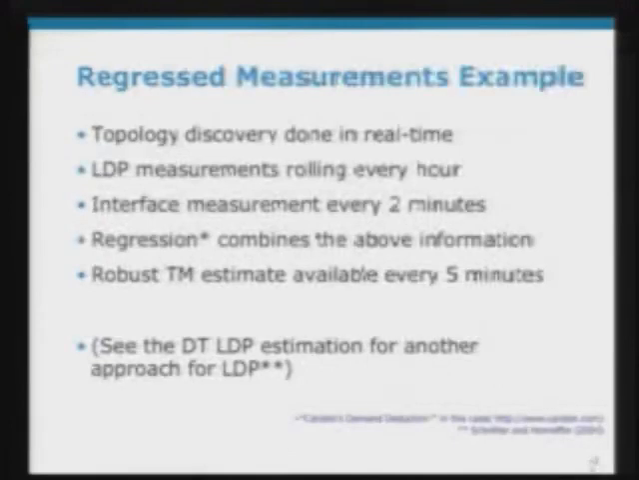And one example, just to make that concrete: in one deployment, we have topology discovery done in near real time. It's keeping up with the events of the network. The LDP measurements are done every hour, and even that's pushing it. We could have done just as well with every 4-hour measurements. Not very often. It's a lot of load and strain on the routers. You just don't have to do it that often. You collect the interface measurements every 2 minutes, but then using the mathematical procedure, you can combine the two pieces of information and get yourself pretty robust traffic matrices that are available on a 5-minute by 5-minute basis.